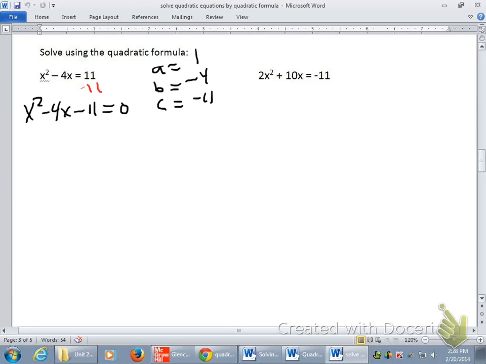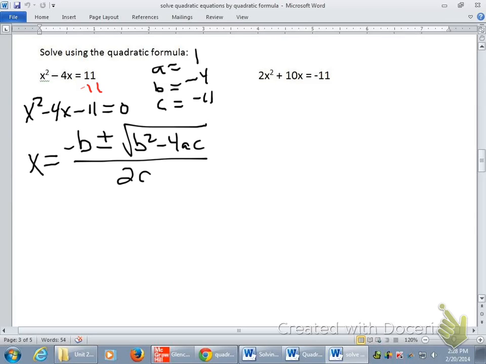And it just so happens I know a great little song. So, x equals negative b plus or minus the square root of b squared minus 4ac all over 2a. All right, I know. So let's fill in the blanks.